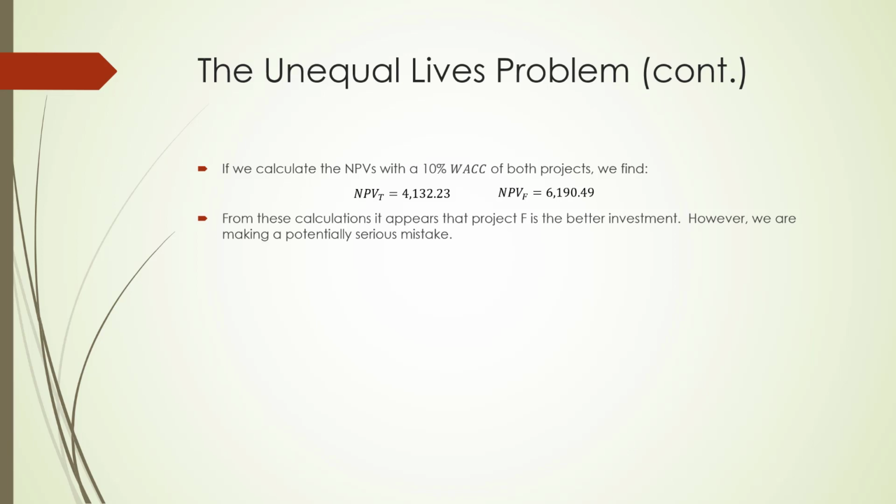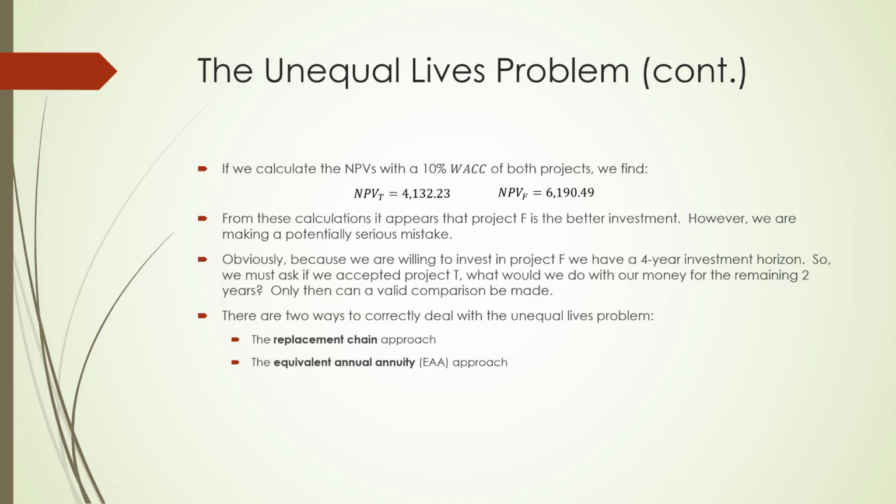So it looks like F is the better investment, but remember, F is a 4-year project, T is a 2-year project, so we can't really compare these NPVs. So the way to think about this is that if we have a 4-year project that we're considering, that means our investment horizon is at least 4 years. So one way that we can do it is we can make Project T into a 4-year project, and we'll see that in just a second.